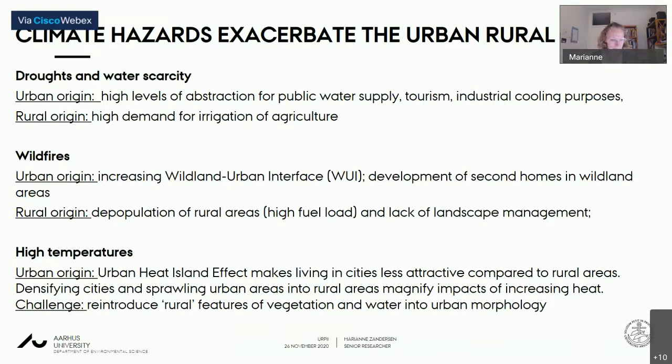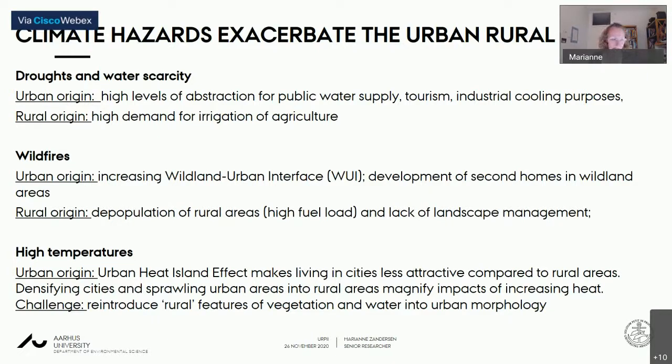Finally, the last one is high temperatures, and that is really something unique to urban areas. And I've included it here because it's really a contrast to the rural areas. So we have the urban heat island effect that makes living in cities less attractive compared to rural areas. And that is also down to densifying of cities and also sprawling of urban areas into rural areas, and that magnifies the impacts of increasing heat. So the climate goes in one direction, increasing temperatures, but how we organize our cities exacerbates this trend.